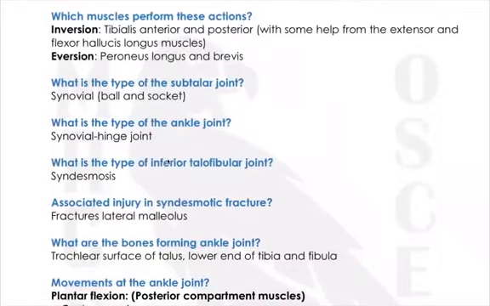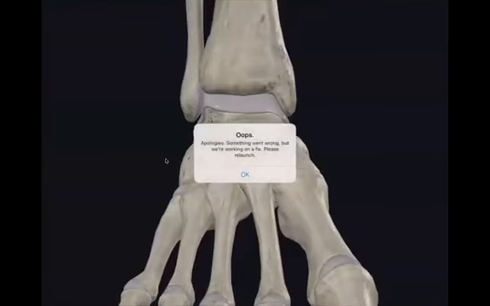So what should the type of the subtalar joint be? It should be the plain synovial joint. Okay, plain synovial. Okay, plain synovial joint. Thank you. Okay.